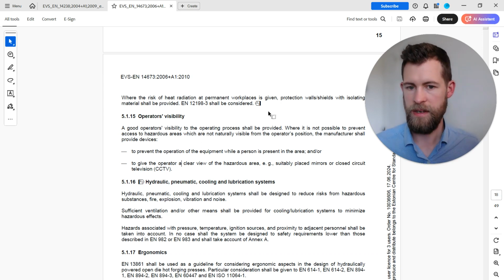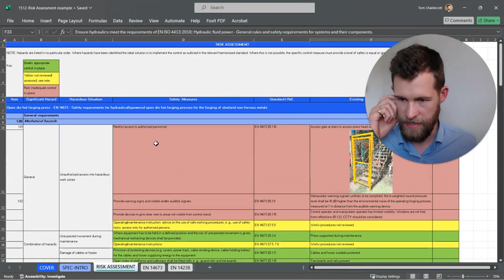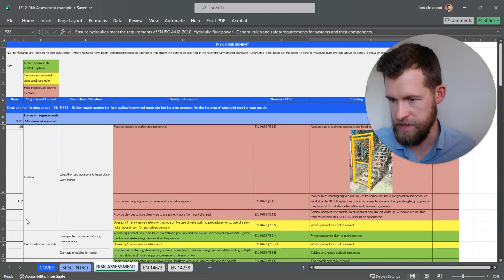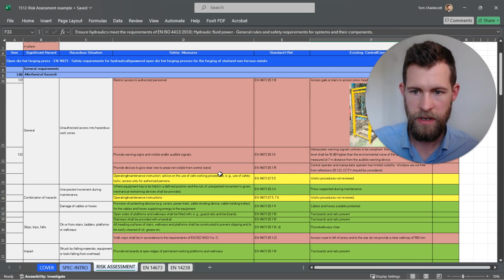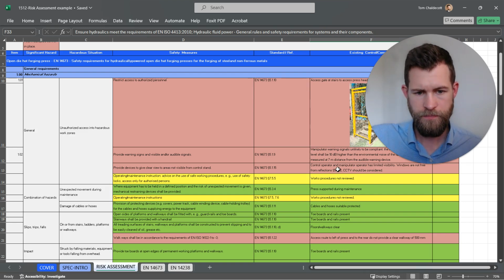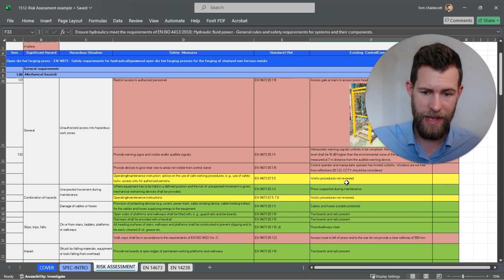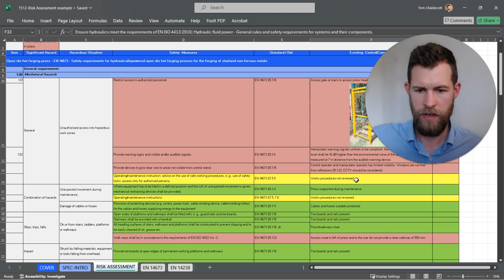So if we jump back to our risk assessment, we can have a look at a couple of examples of that. We've taken that and laid it out so that you have the specific hazards, the hazardous situation, the safety measures, which are elaborated on from the standard reference, and then whether there is a suitable existing control measure or whether attention needs to be focused on that area, because the control measure in place either is not there or is simply not suitable, and we can comment on what good or correct would look like.